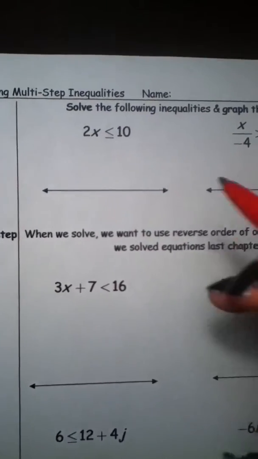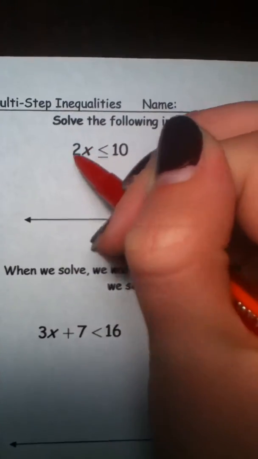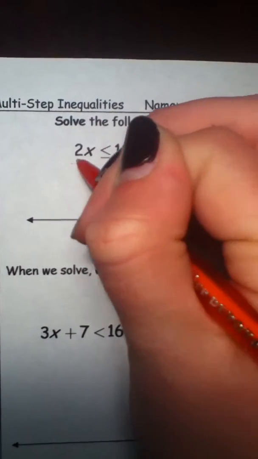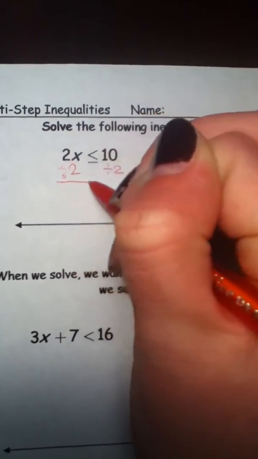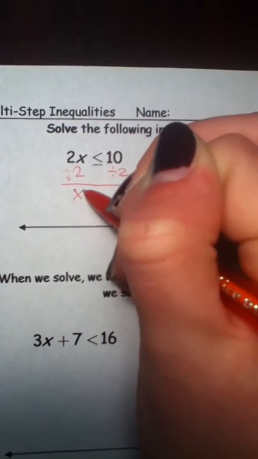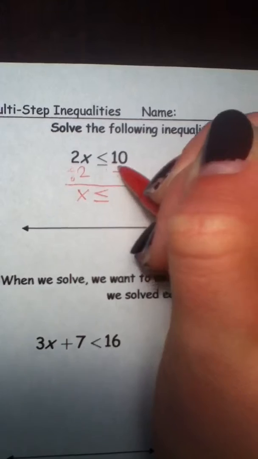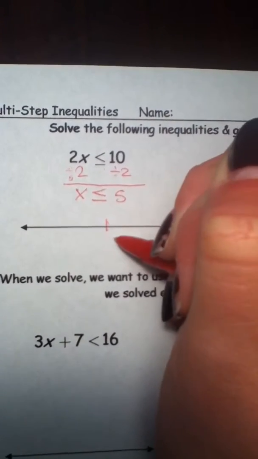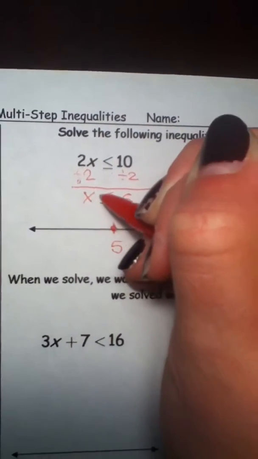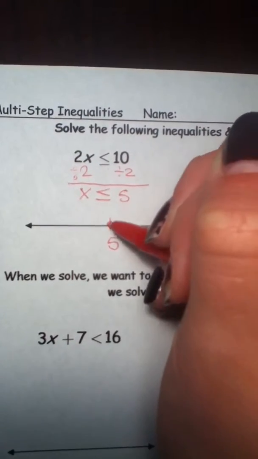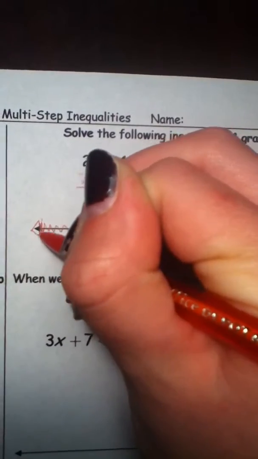Warm up. Okay, so 2 times x. We want to separate the 2 times x, so we need to do opposite operations. I'm going to divide both sides of the equation by 2. Now I divided by a positive number. Does that do anything to my sign? Nope. Keep it the same. 10 divided by 2 is 5. So 5 goes on the number line. Open or closed? Closed it is. Now, x needs to be less than or equal to 5. Less than. So it needs to be smaller. Okay, fill it in.